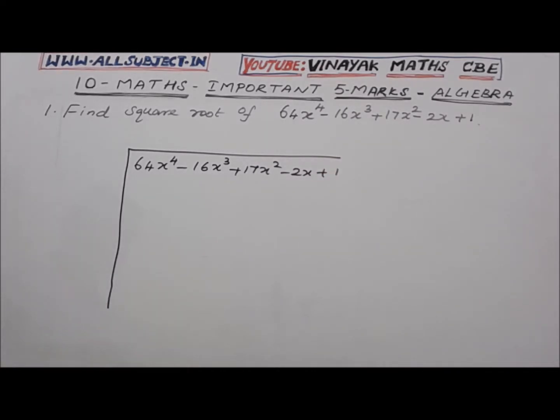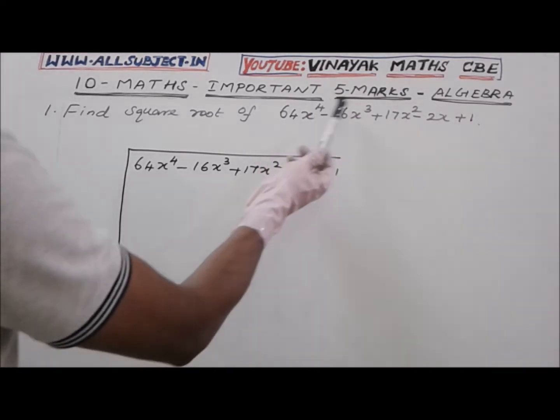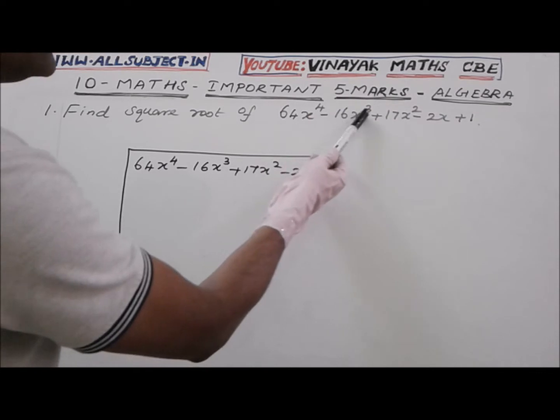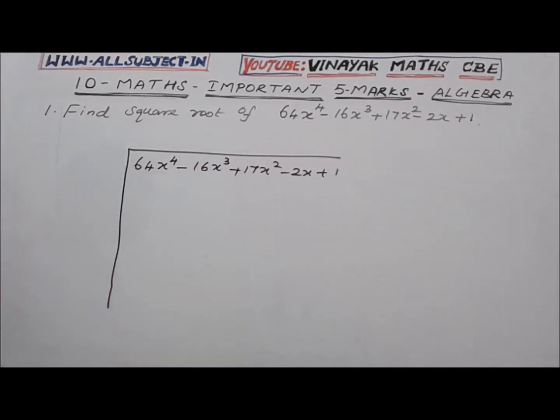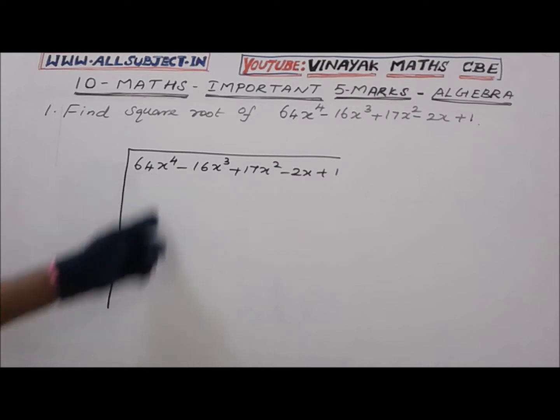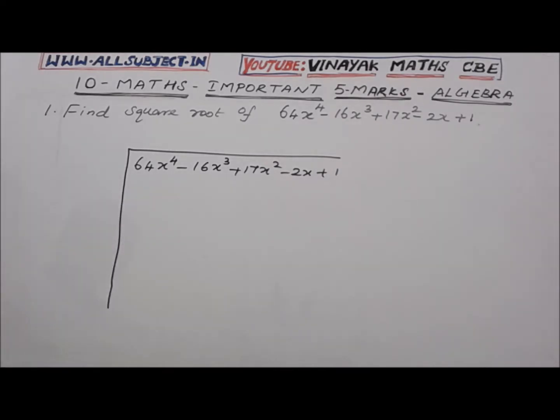First of all, we should check whether the powers are in descending order or ascending order. Now the powers are in descending order: 4, 3, 2, 1, then 0. So you should arrange in descending or ascending order first. Then if any power is missing, you should place 0 in that place. After that you should enter into the long division method.